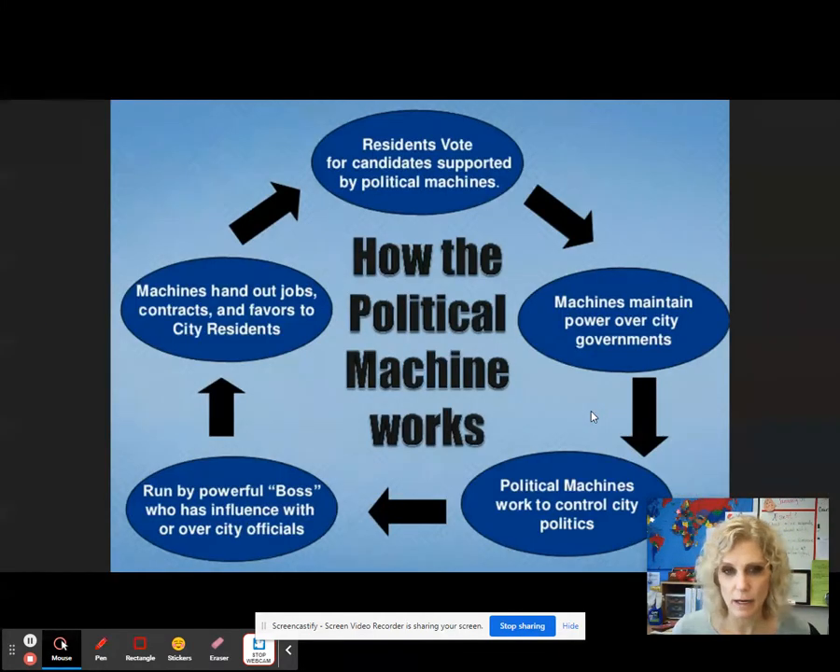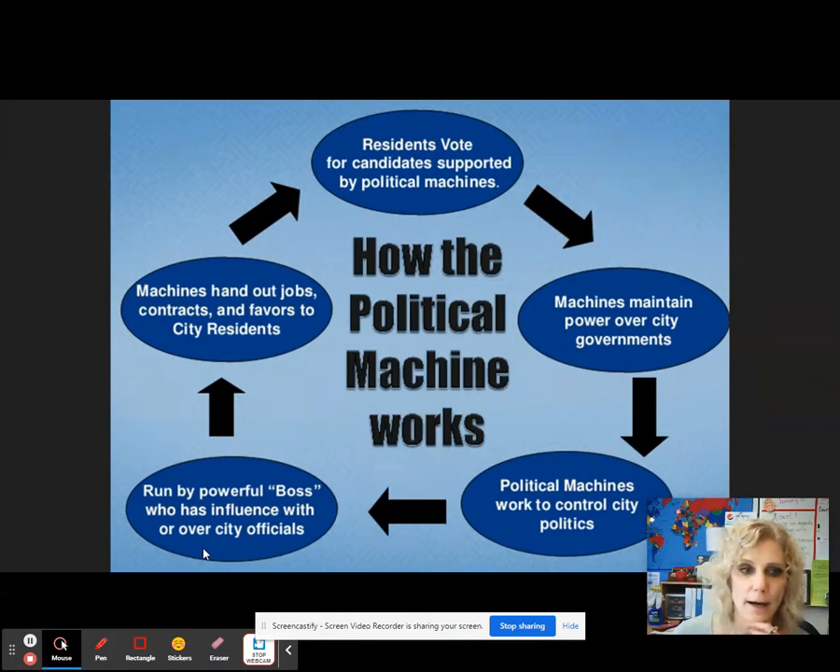This is a little bit more about how the political machine works. You could probably start at any point in this chart, but let's start on the right-hand side. A machine maintains power over city governments, and political machines work to control city policies. They are often run by a boss who has a lot of control over municipal officials.